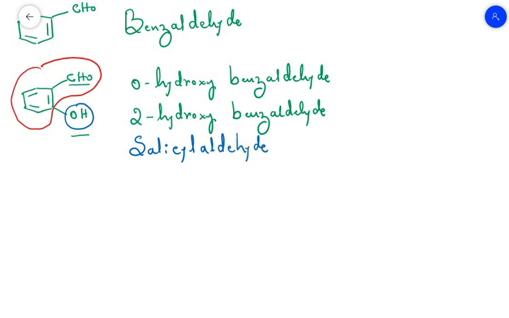I just wanted to make you know that this is the first carbon on the benzene which is having CHO, this becomes the second carbon, this the third carbon, this the fourth carbon, this the fifth carbon, and this the sixth carbon. Therefore it is called 2-hydroxybenzaldehyde.